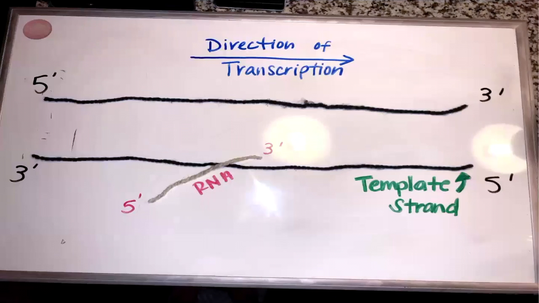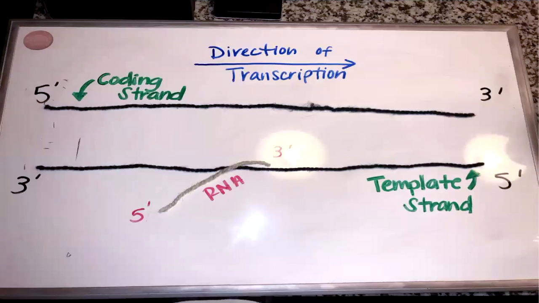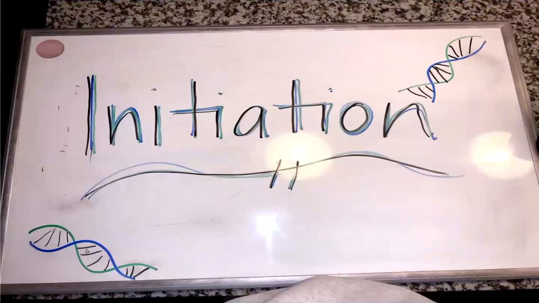Here's our RNA. Now this bottom strand is what we call the template strand, and this is essentially the blueprint and what will be used to read, while this top strand is the coding strand, which is complementary to the bottom template strand. So our first step in transcription is initiation.